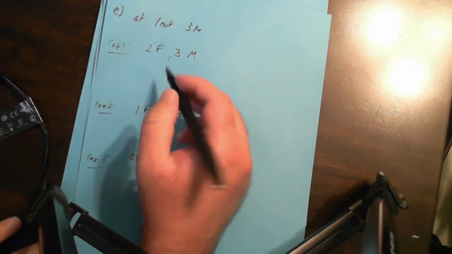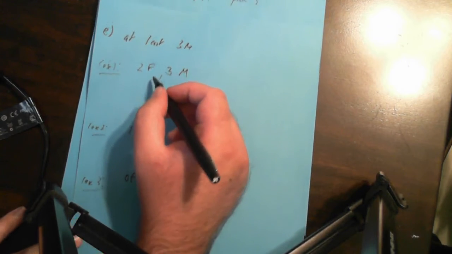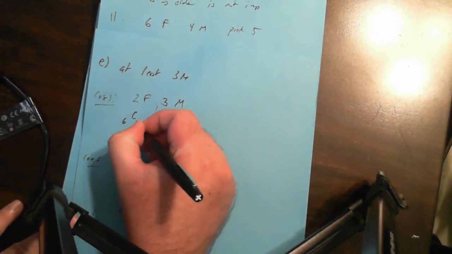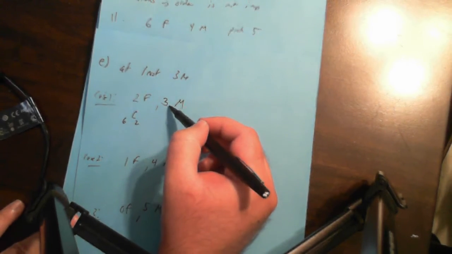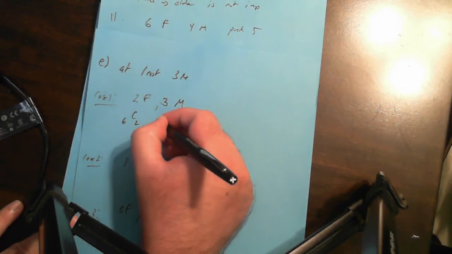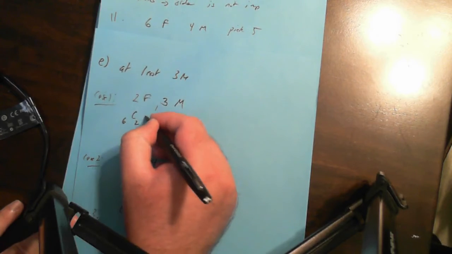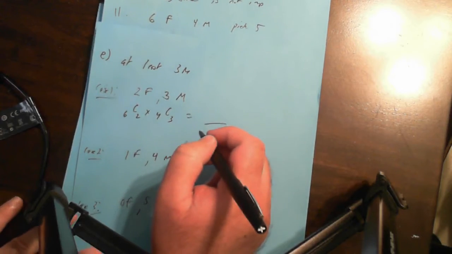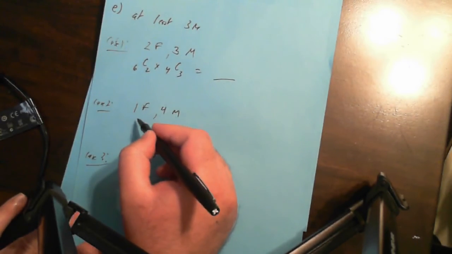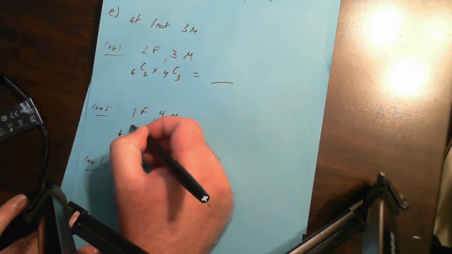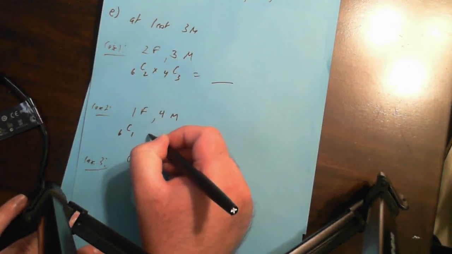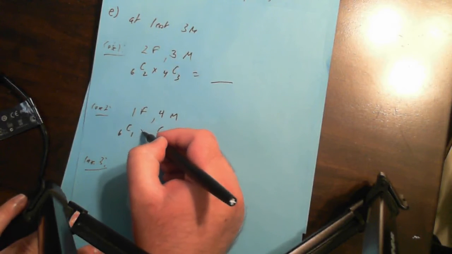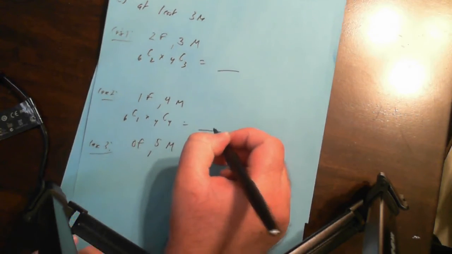Okay? Now, the first case here, how many ways can I pick 2 females from 6? Well, 6 choose 2. How many ways can I pick 3 males from 4? Well, 4 choose 3. And multiply together. Okay? And you get your number. For case 2, 1 female. Again, I've got 6 females to choose from. I'm picking 1 of them. Then I've got 4 males to choose from. I'm picking 4 of them. And multiply together, get my answer.